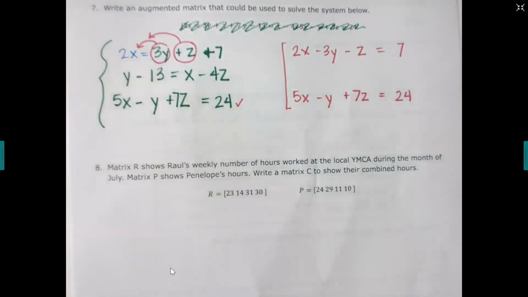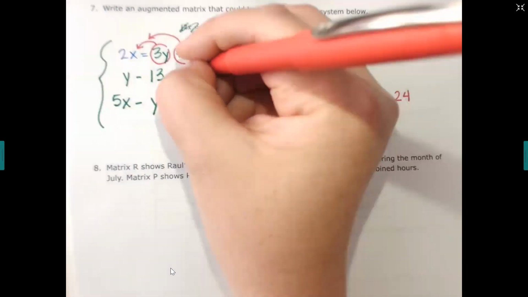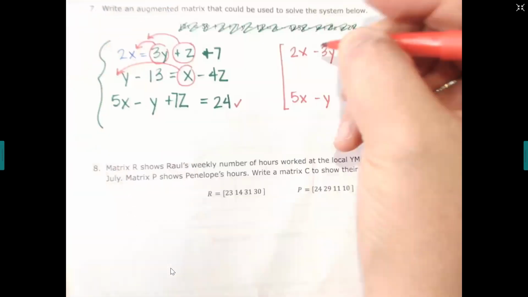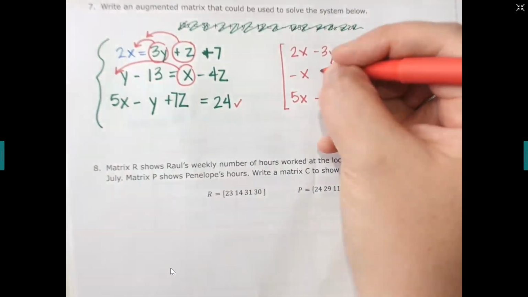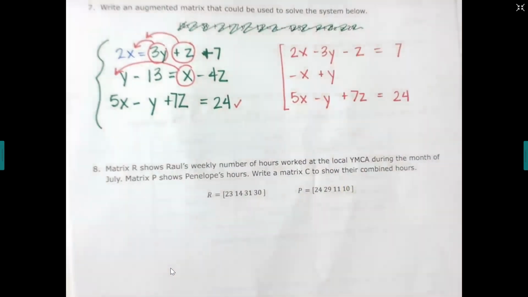Now look at the second row. Where is X? Is it on the correct side? X is supposed to be way over there. So if it's a positive X here, when I move it, what is it on the other side? Now it's gonna be a negative X. But my Y was already on that side, it was a positive Y.